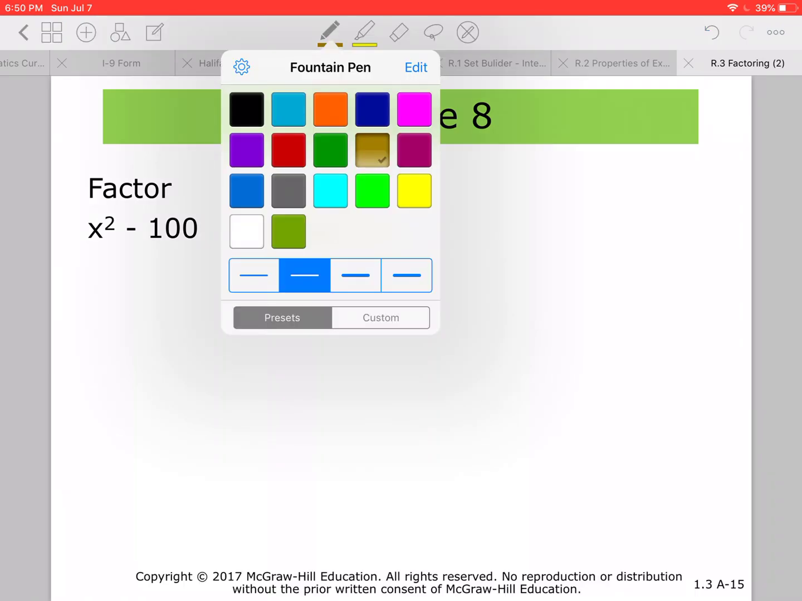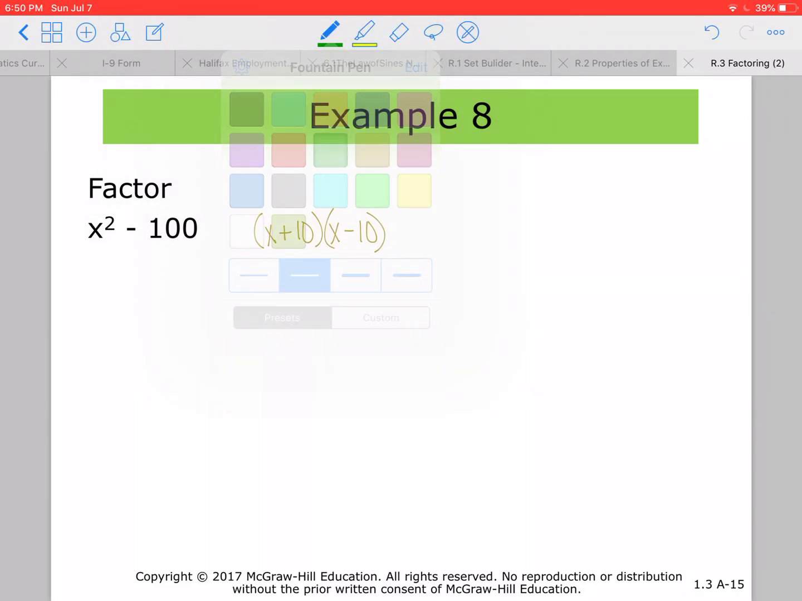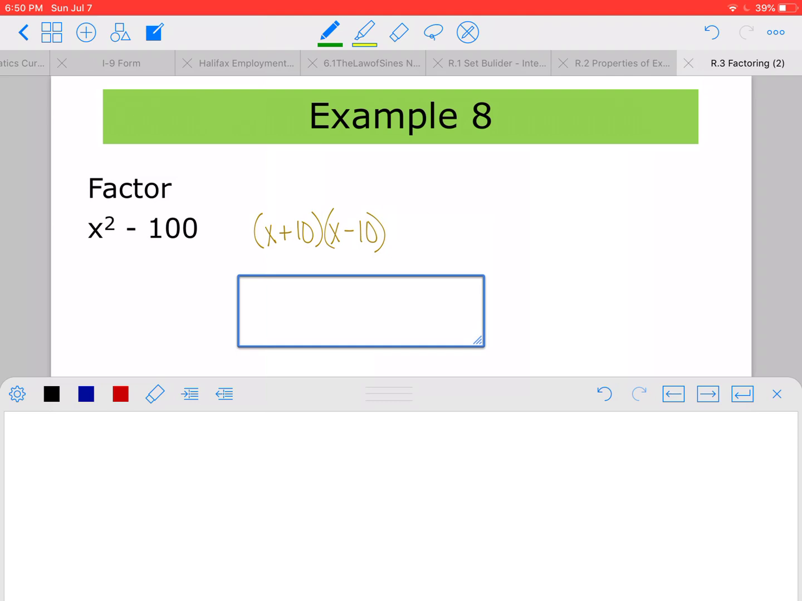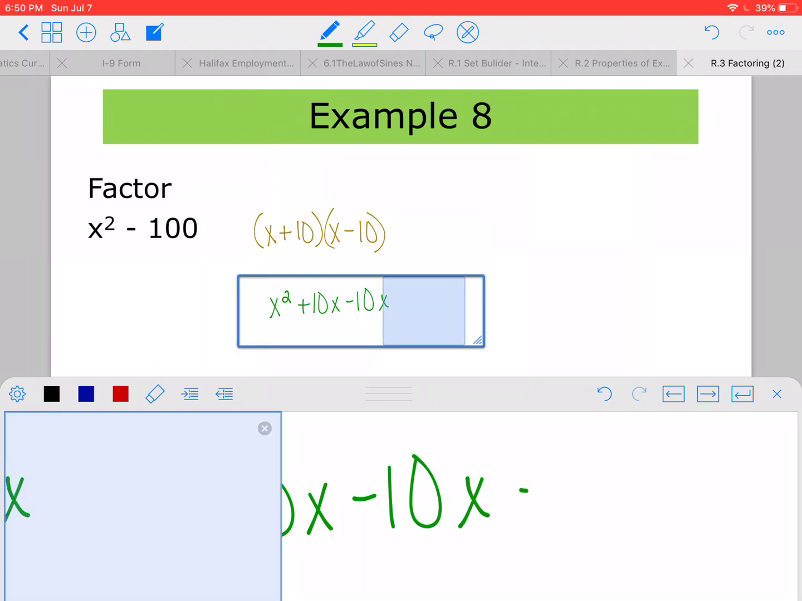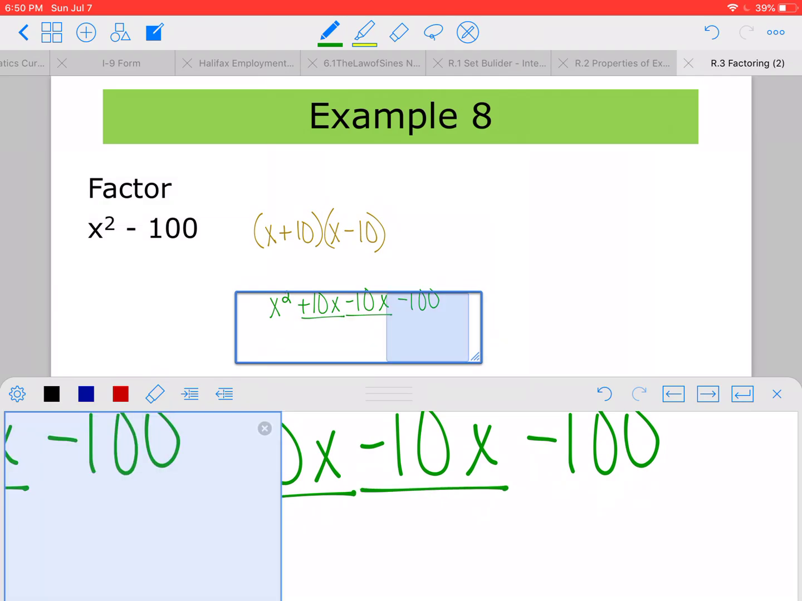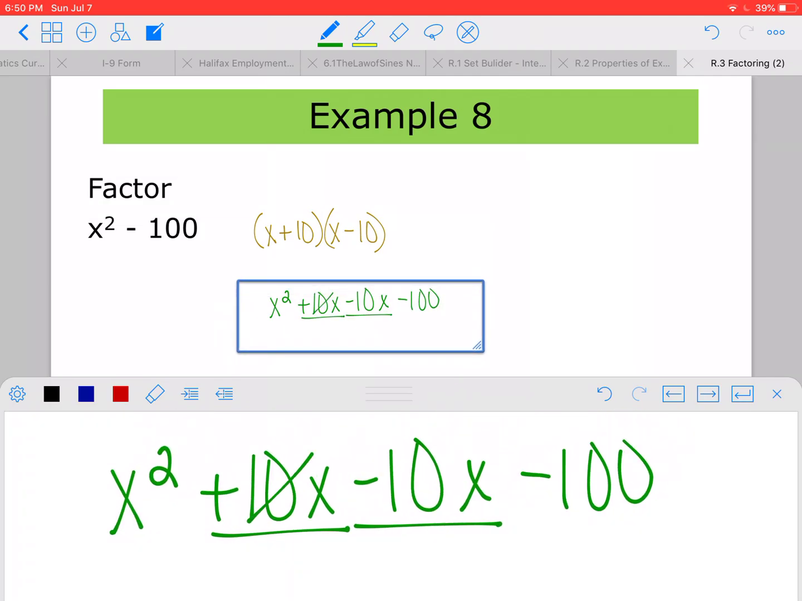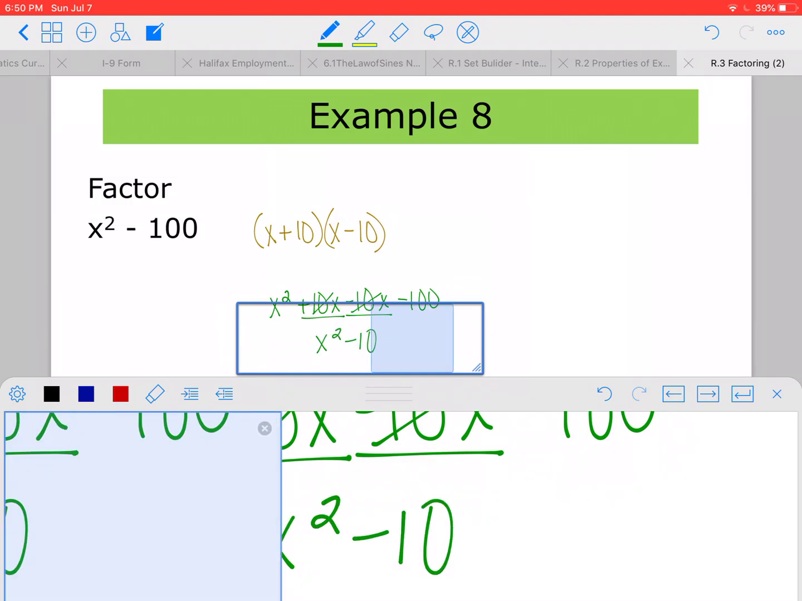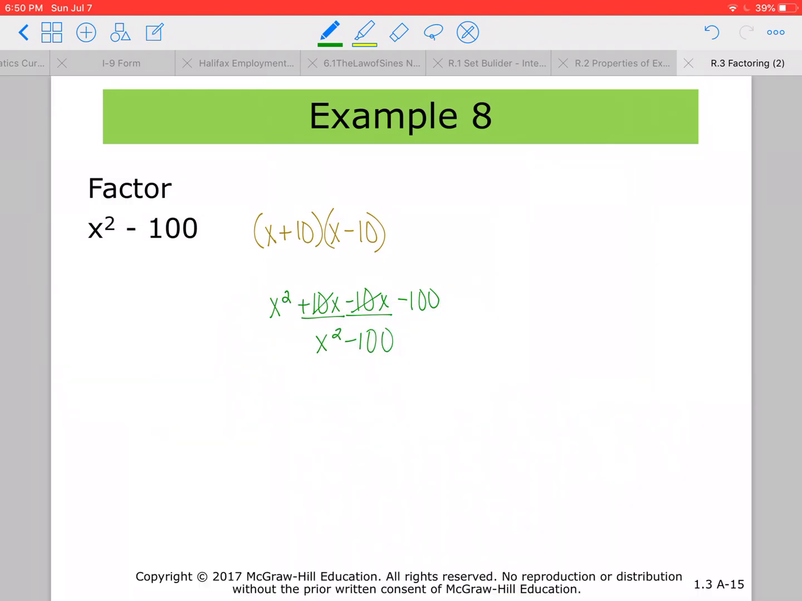Let's fold these back through just to look and see what happens. You don't have to write this down. We'd get x squared plus 10x minus 10x minus 100. Notice you've got a positive 10x and a negative 10x. That makes it go away. And so you're left with x squared minus 100. That's why, with difference of squares, the rule works.